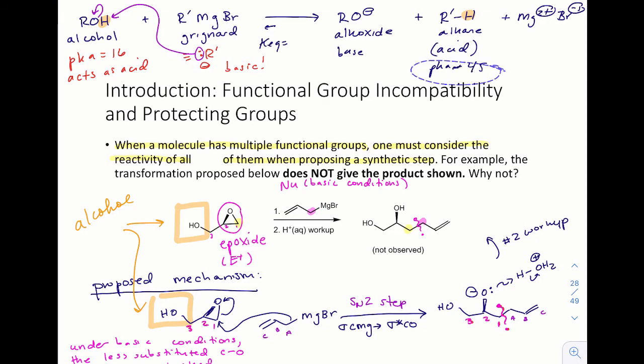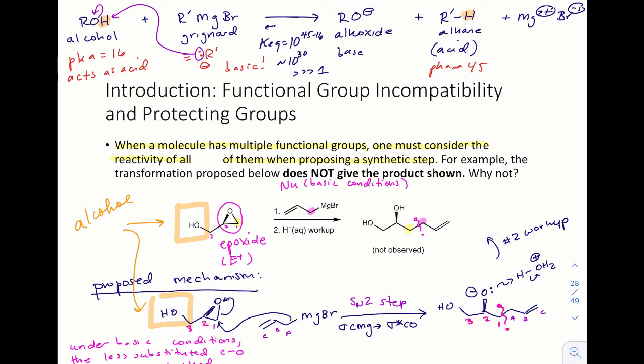So to calculate the equilibrium constant for this reaction, since it's a proton transfer reaction, the equilibrium constant is 10 to the difference of the product acid's pKa minus the reactant acid's pKa. So 45 minus 16, which is about 10 to the 30th, which is much, much, much greater than 1. So when Grignard reagents are exposed to alcohols or water, they make alkanes.